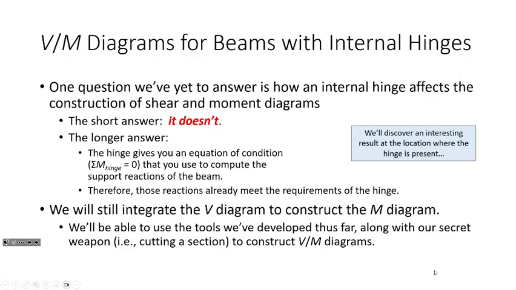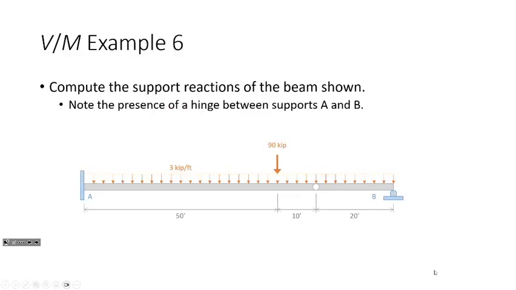So those reactions already satisfy that internal equation of condition. They already meet those requirements. So once you solve for the reactions, you can kind of ignore that hinge, and you'll find that when you construct the shear diagram and the moment diagram, the result matches probably what you would expect, okay? And so I really want to spend most of our time today discussing this problem because this is going to get our gears turning, as it were, in performing this analysis.